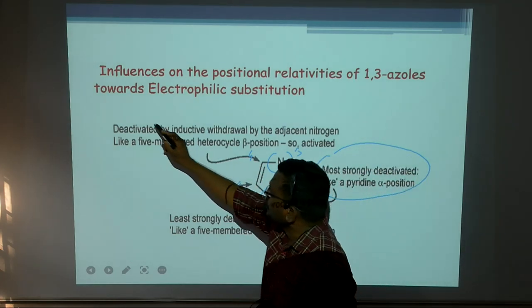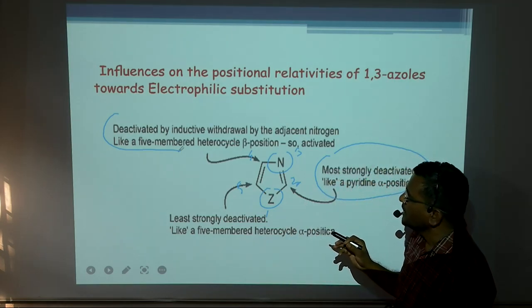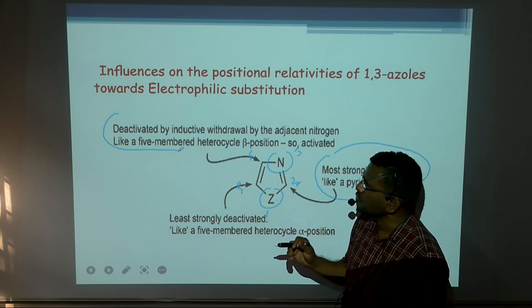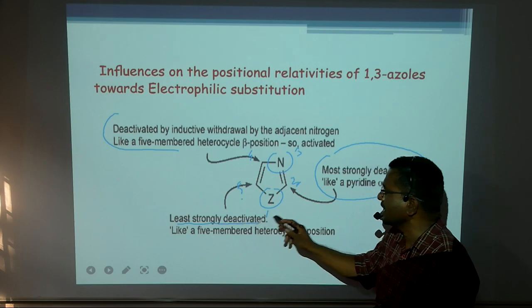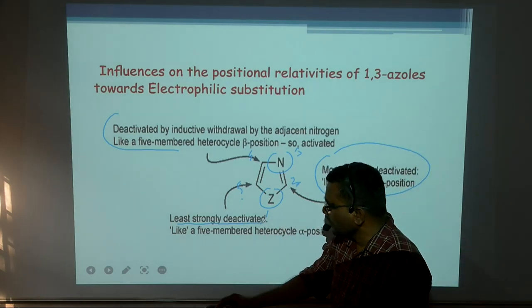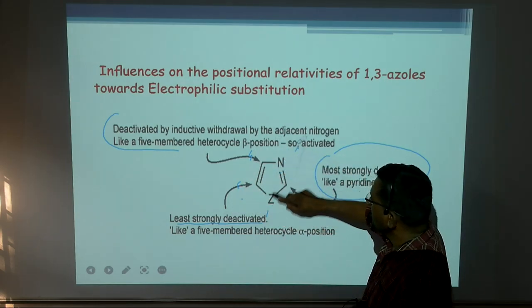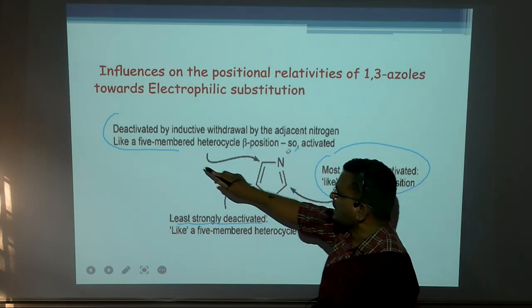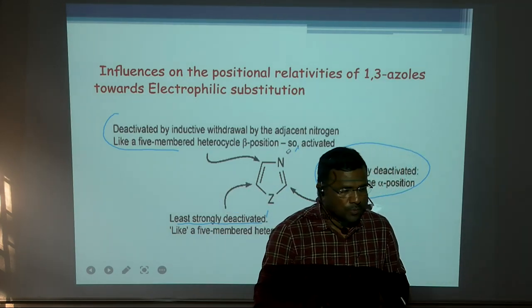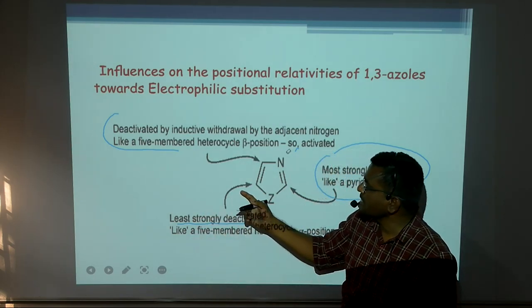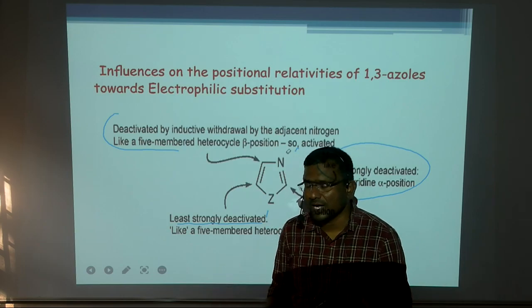Now position number 4 is deactivated by inductive withdrawal of the adjacent nitrogen. And position number 5 is least strongly deactivated. So when we look carefully at the general structure of 1,3-azole, it is very clear that position number 2 is strongly deactivated, position number 5 is least deactivated, and position number 4 is in between position number 2 and 5.